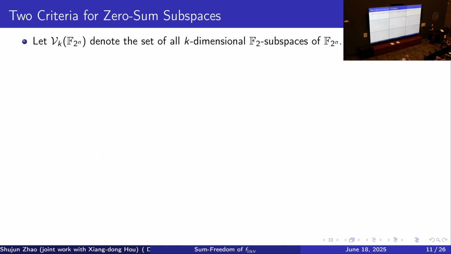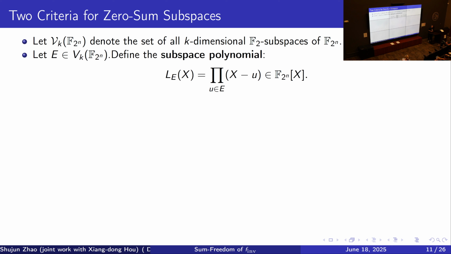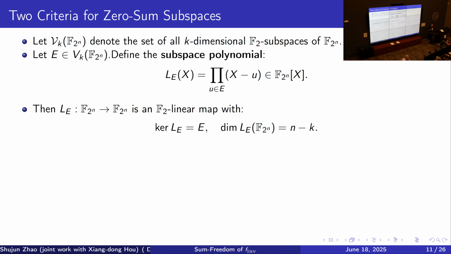For now, we denote Vk of F2 to the n to be the set of all k-dimensional subspaces, and we take E to be one of them. We take the subspace polynomial to be the product of all x minus u for u in E. This is actually a 2-linearized polynomial, which means it is an F2-linear map from F2 to the n to itself. The kernel of LE is E itself, and the image of LE has dimension n minus k.